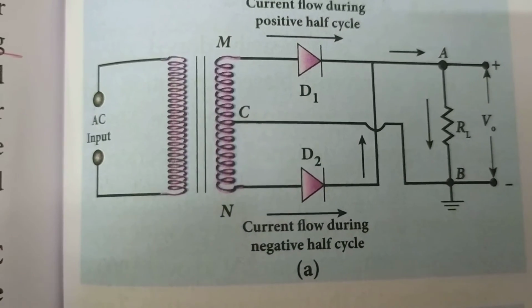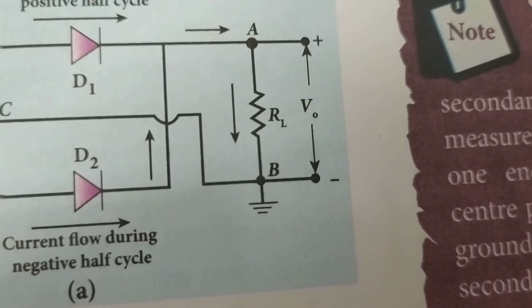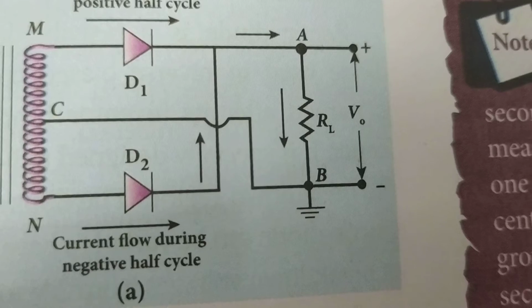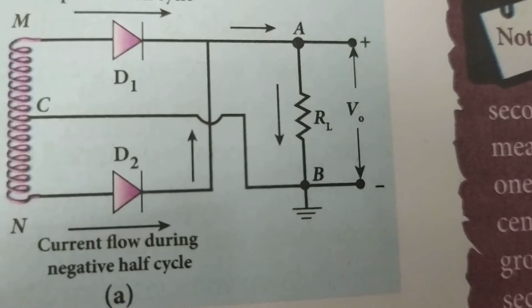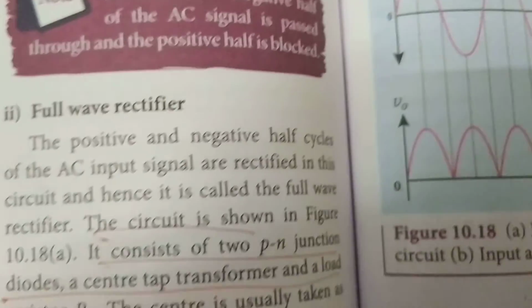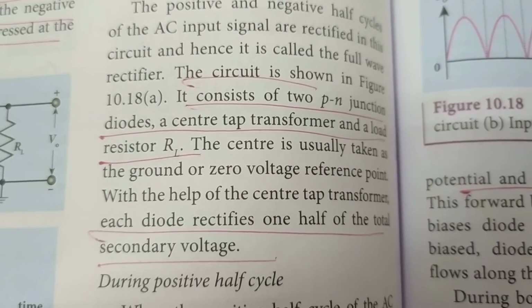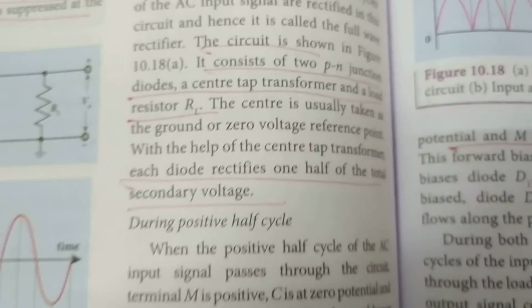So the AC input is given here and you are getting VO, that is a DC, and RL is a load resistor, and across this load resistor you can get the voltage. Here it consists of two PN junction diodes, a center tap transformer and a load resistor.